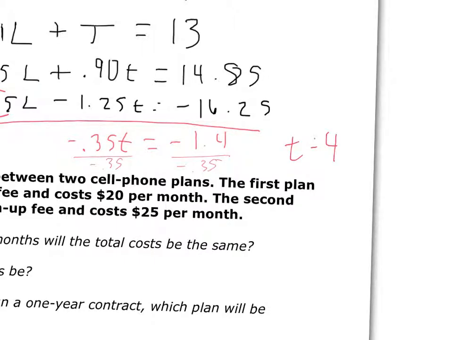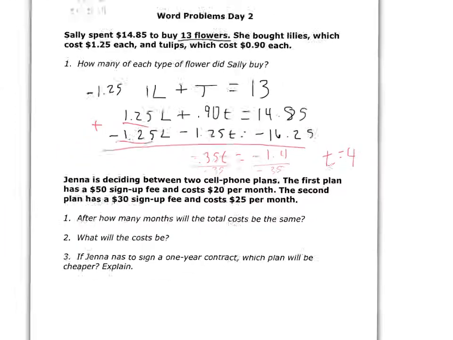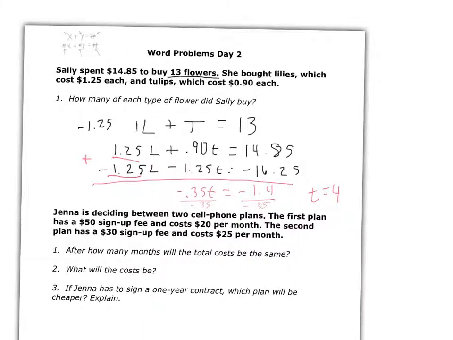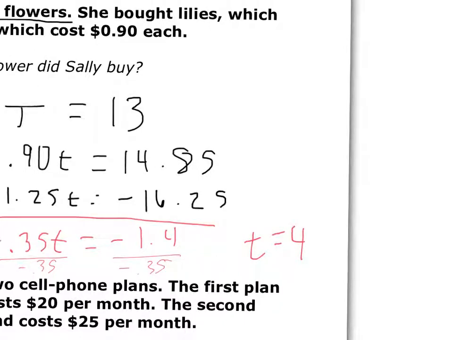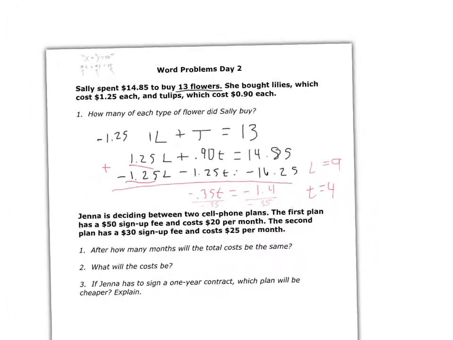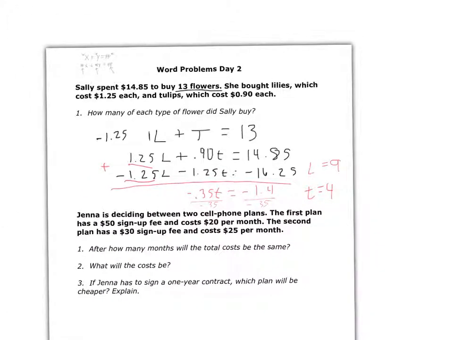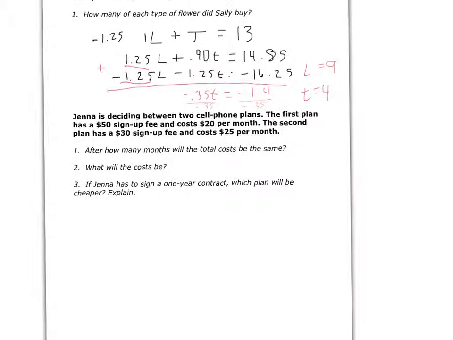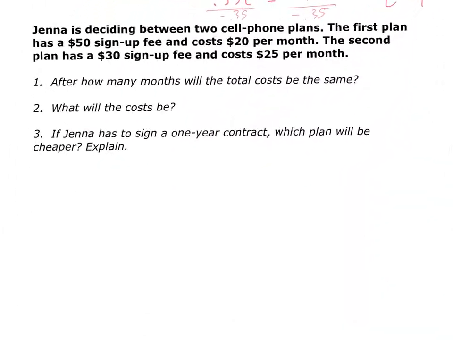So we know that she bought 4 tulips, and since she bought 13 flowers, how many lilies did she buy? Well, of course, 9. So our final solution is 4 tulips and 9 lilies. So there's our first example of this type of word problem. Okay, so let's try another one.